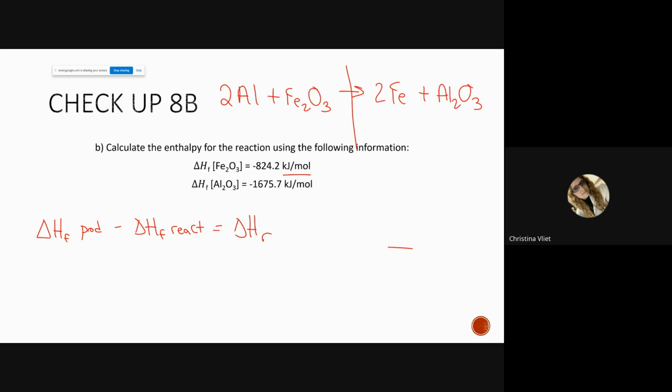What is the enthalpy of formation for Fe? 0. Good job, because iron is in a standard state. So the delta HF of this is 0. 0 times what? 2, right? Isn't it 0 times 2? Well, so 0. If it wasn't 0, you would have had to multiply by 2. So this delta HF is 0.